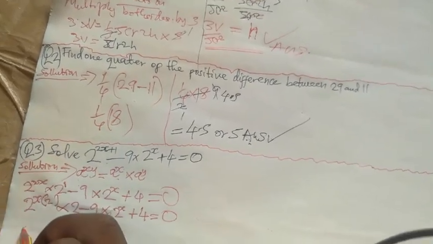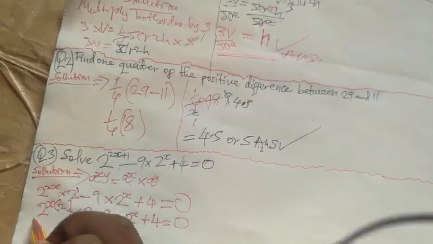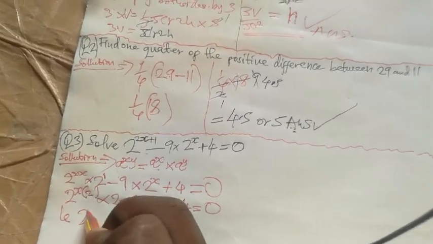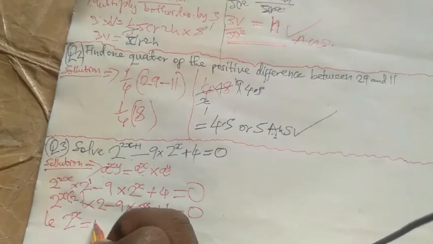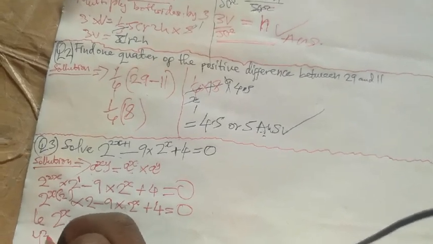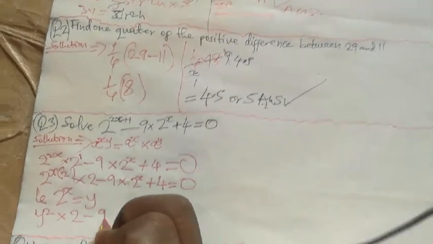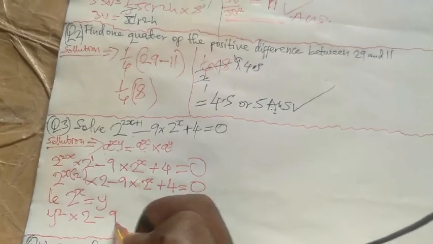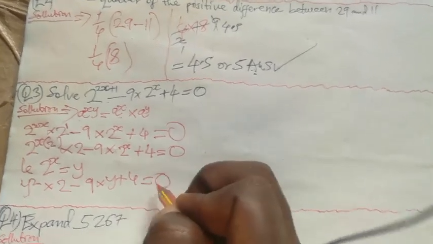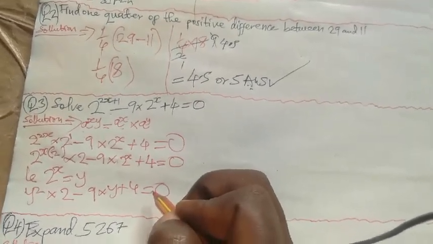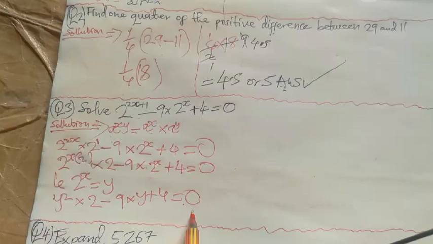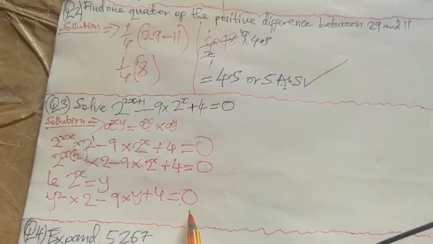Hence, we say let 2 power x be the same as y. Hence 2 y times 2 minus 9 times y plus 4 is the same as 0. Note that we have formed a quadratic equation.